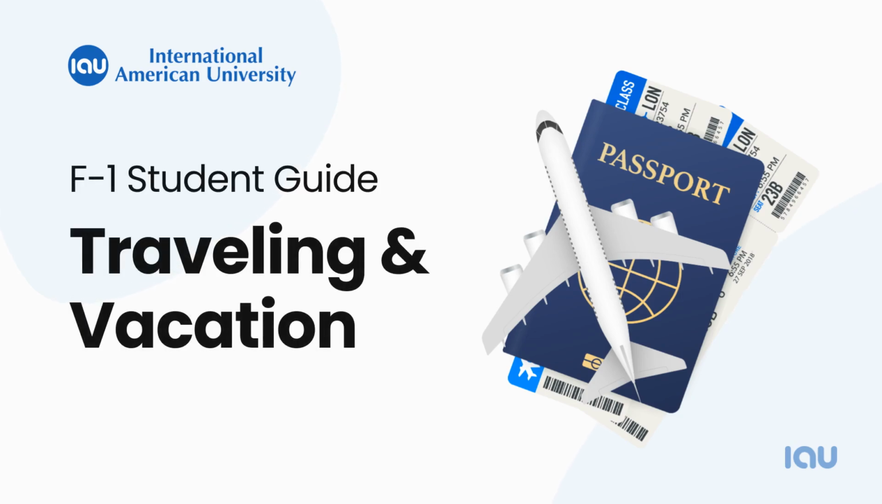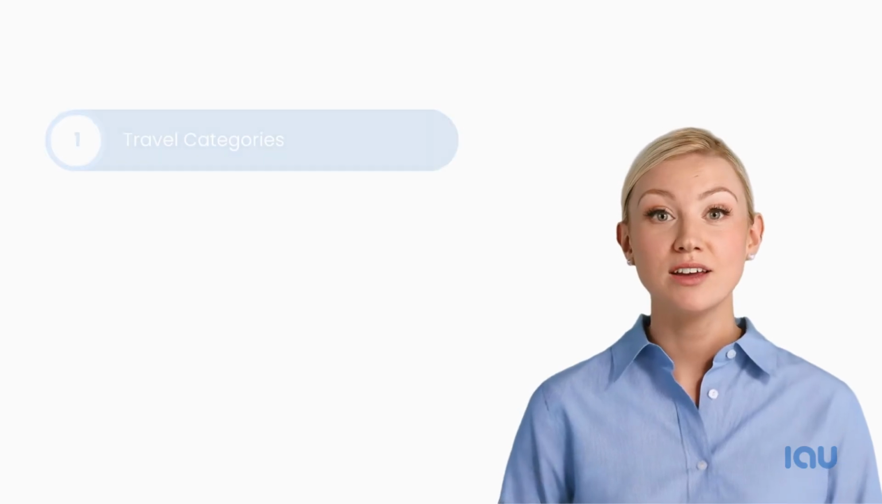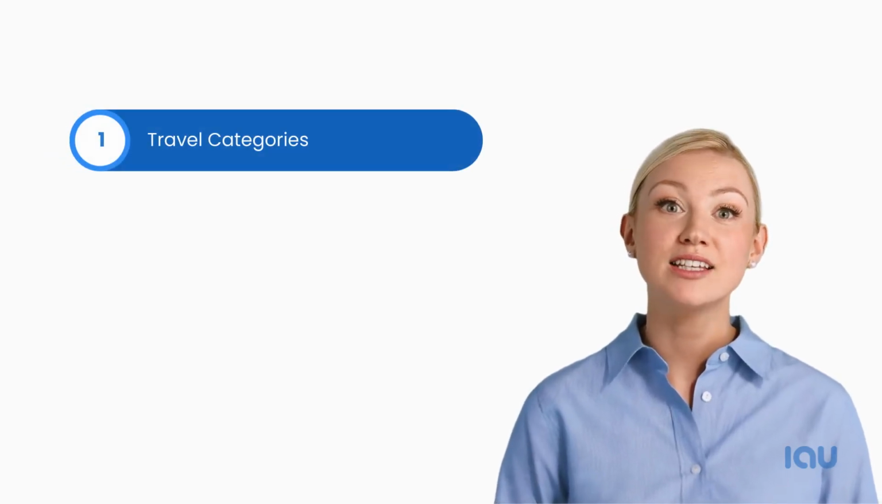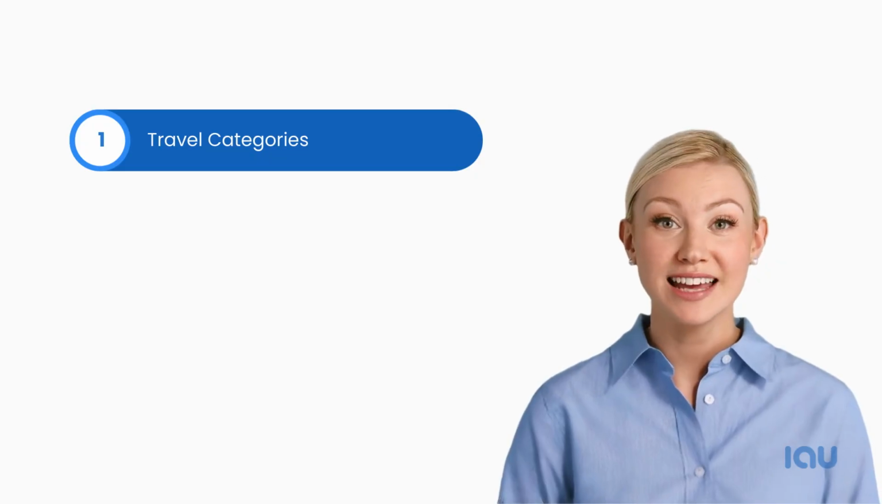Welcome to the F-1 Student Guide for Traveling and Vacation. This video will help you prepare for a smooth trip and return to the US. In this guide, we'll cover 4 key topics. First, travel categories. Understanding the different types of trips and how they affect your status.